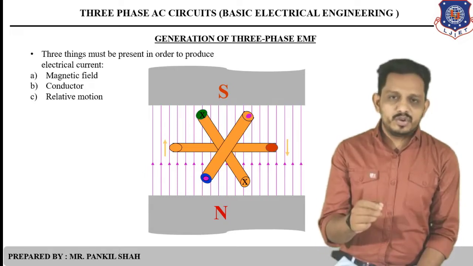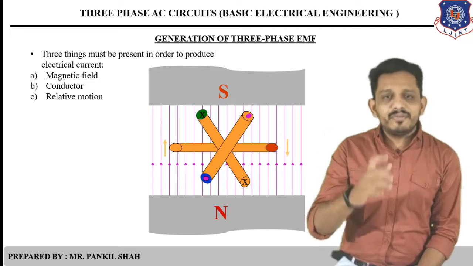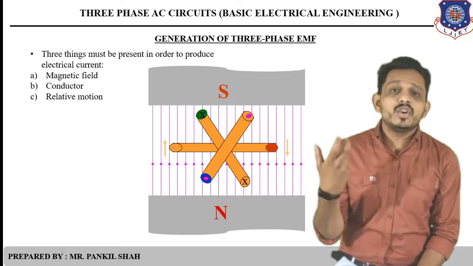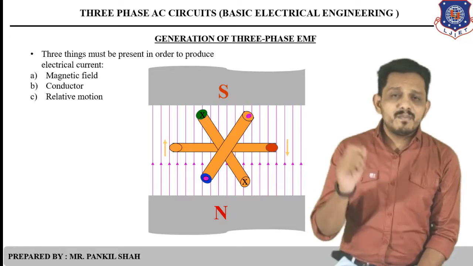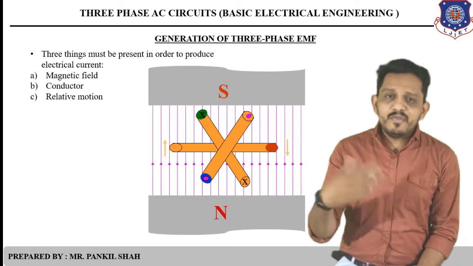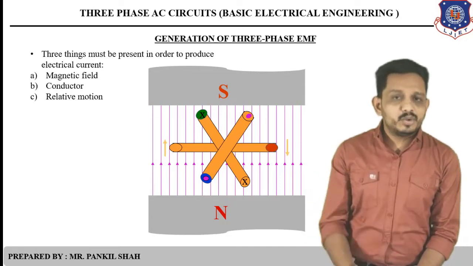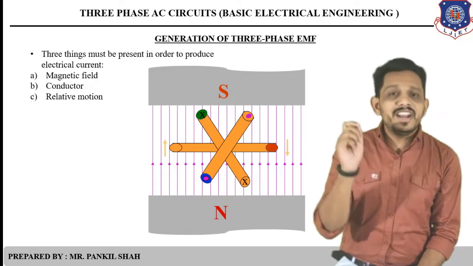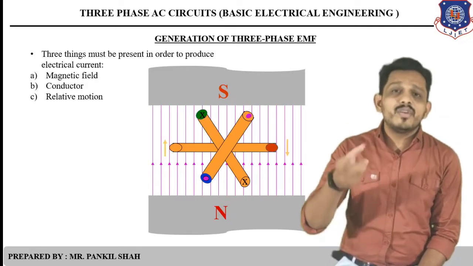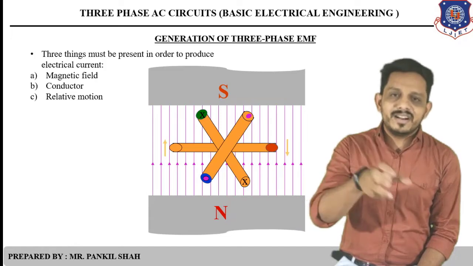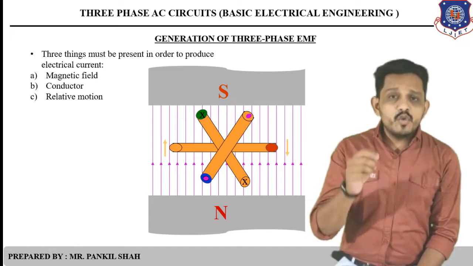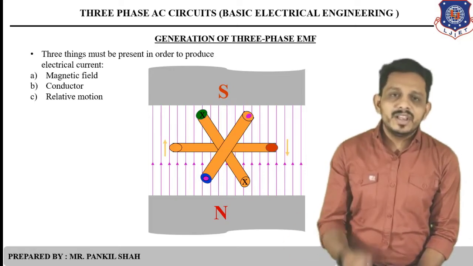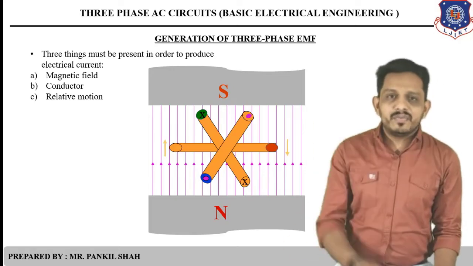And if you want to generate electricity in a three-phase manner, then you must have three conductors, or you can say three coils. And the third most important thing is that if you have a magnetic field, and you have three conductors in that magnetic field, still EMF will not be induced in that coil because there is no relative motion between that conductor and magnetic field. So you must have a relative motion between them. So in this way, you can produce the three-phase voltage.